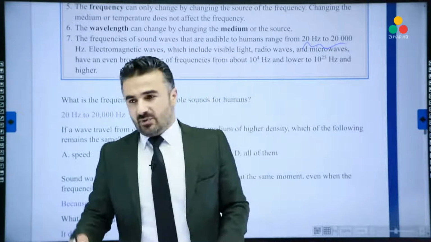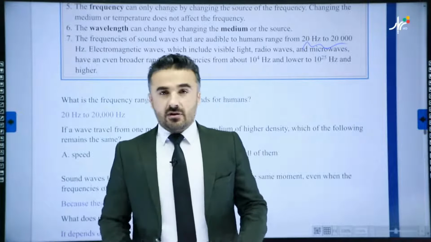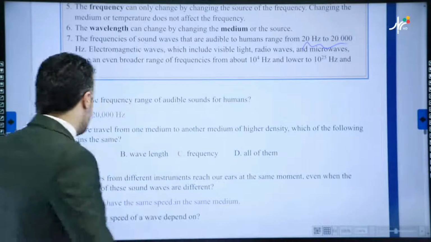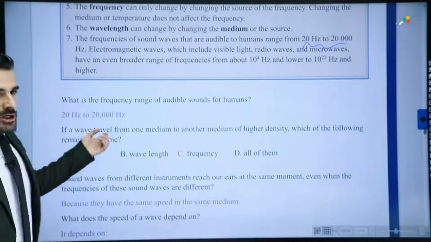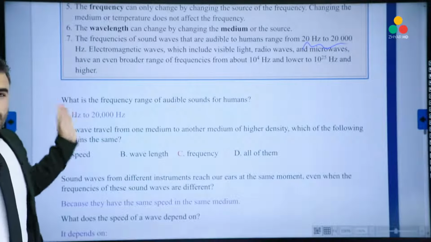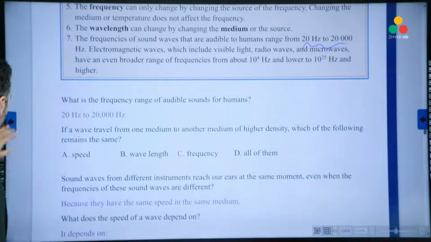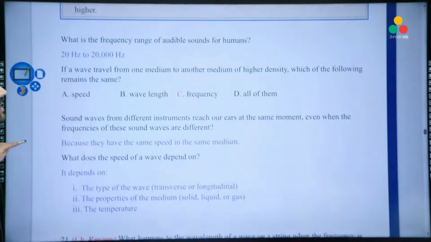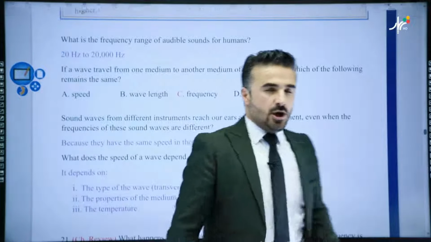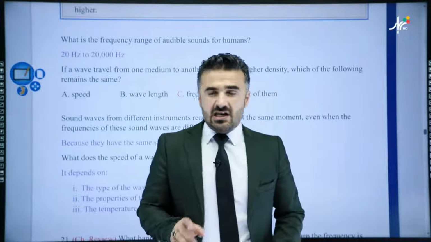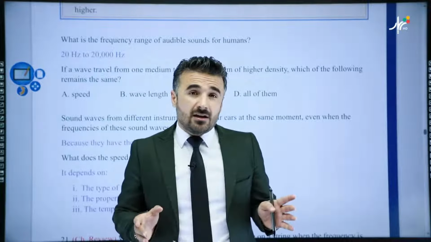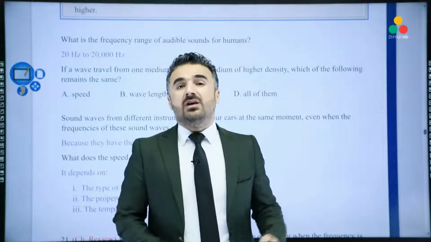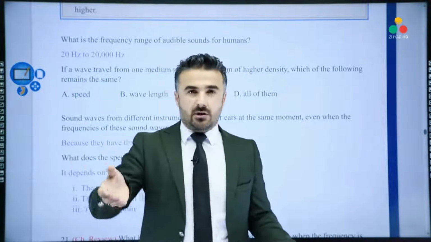Any frequency between this range can be heard by humans, even though, as we grow older, this range decreases, but in general humans can hear frequencies between 20 and 20,000. Now take a look at this one. It says, if a wave travels from one medium to another medium of higher density, remember this, if the density is higher, for mechanical waves or sound waves in general, the speed becomes faster. If it is electromagnetic waves, it slows down.